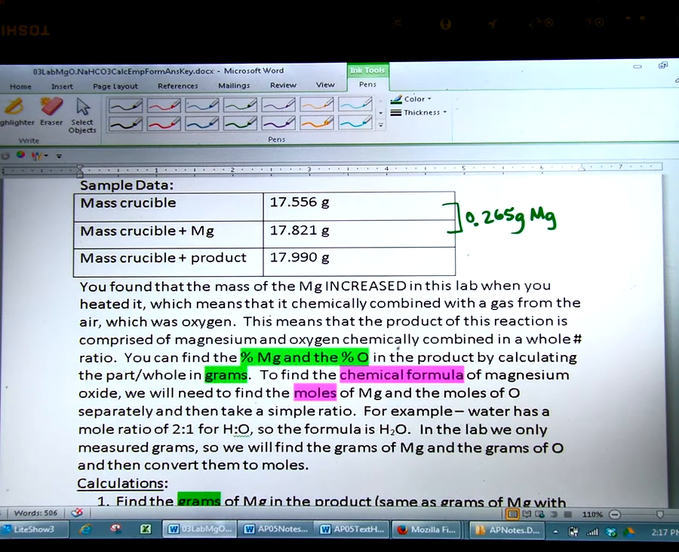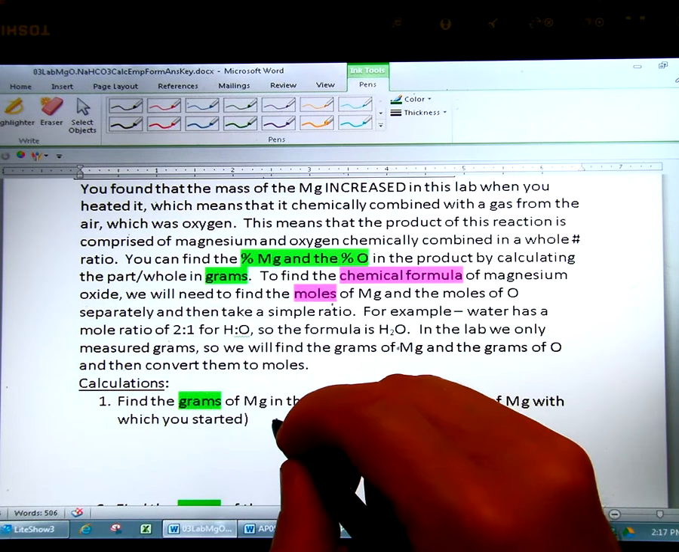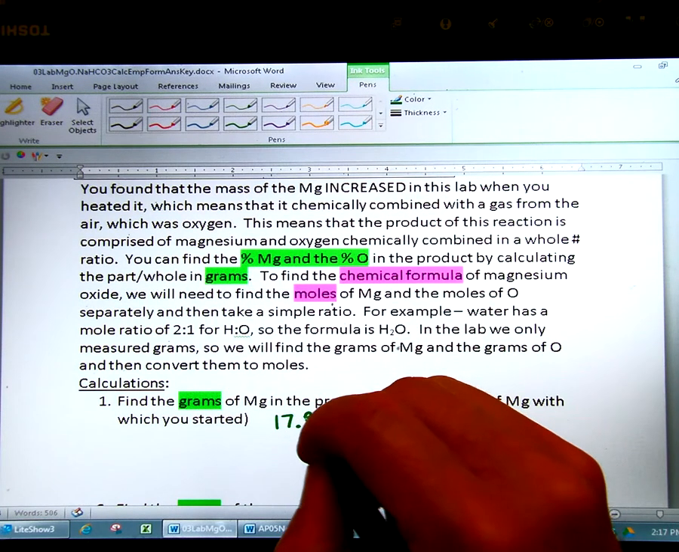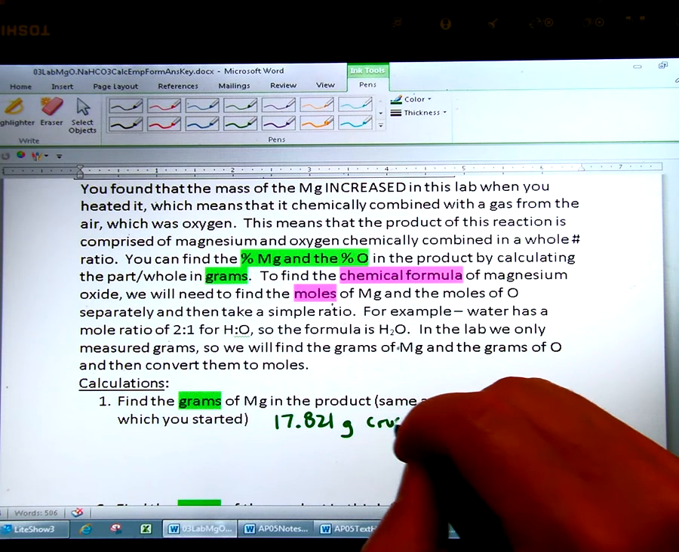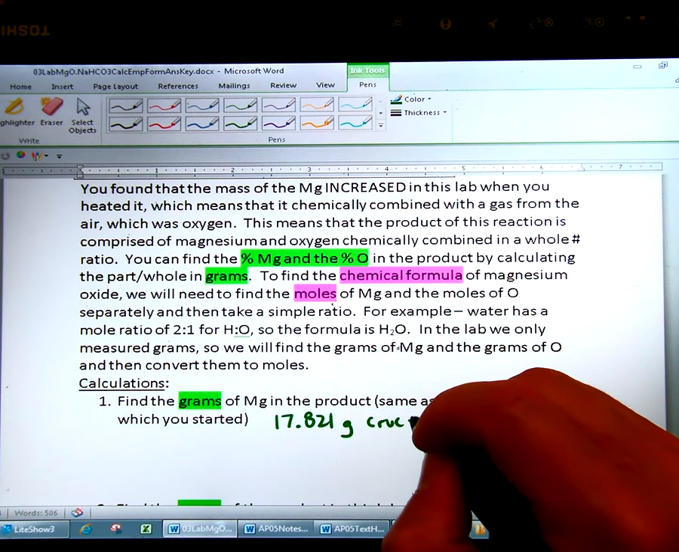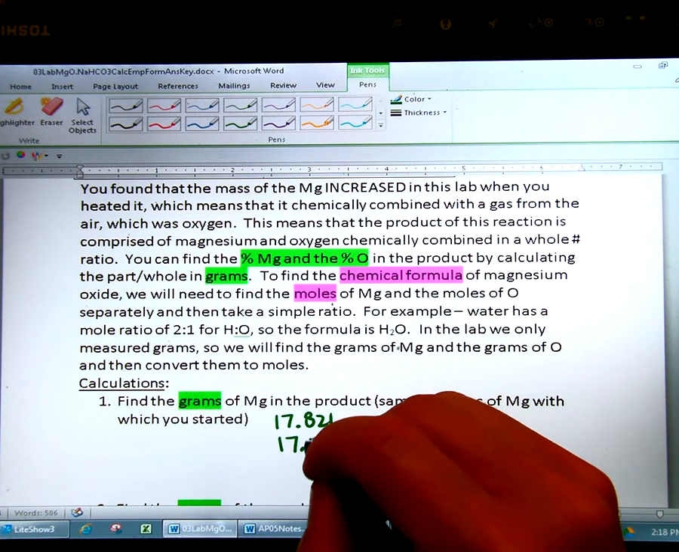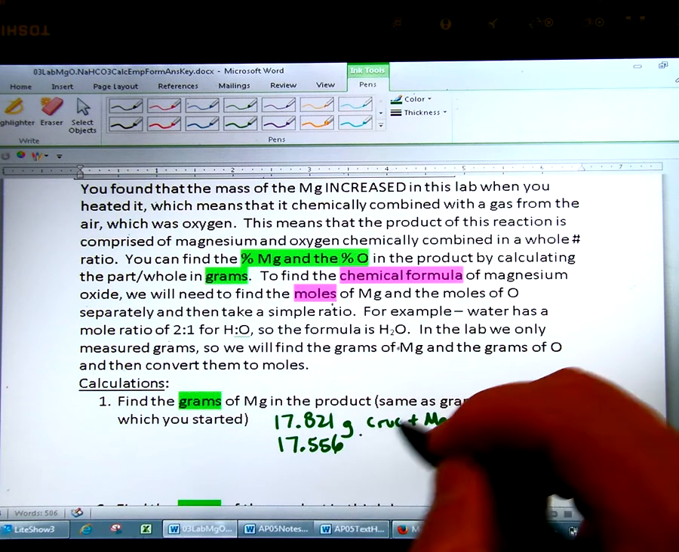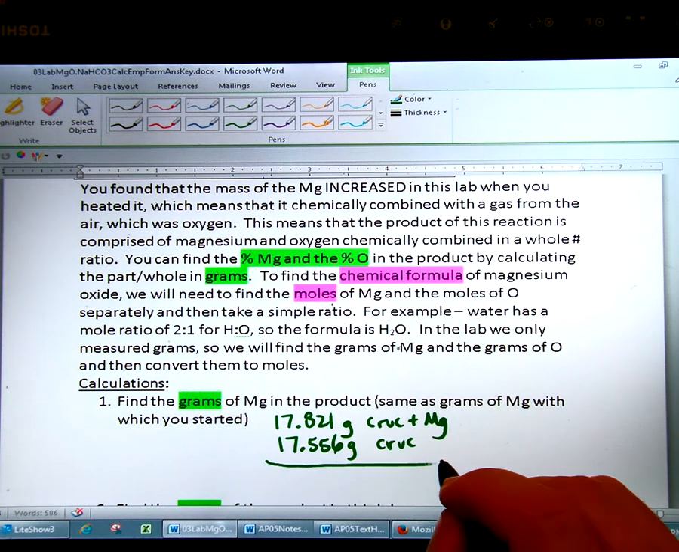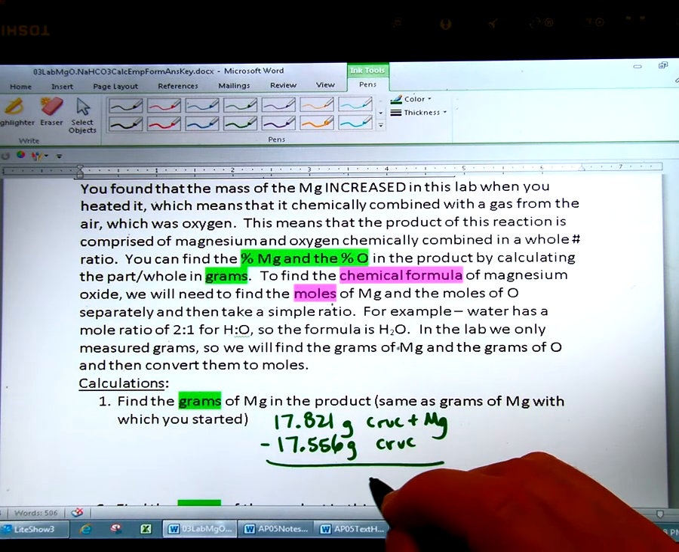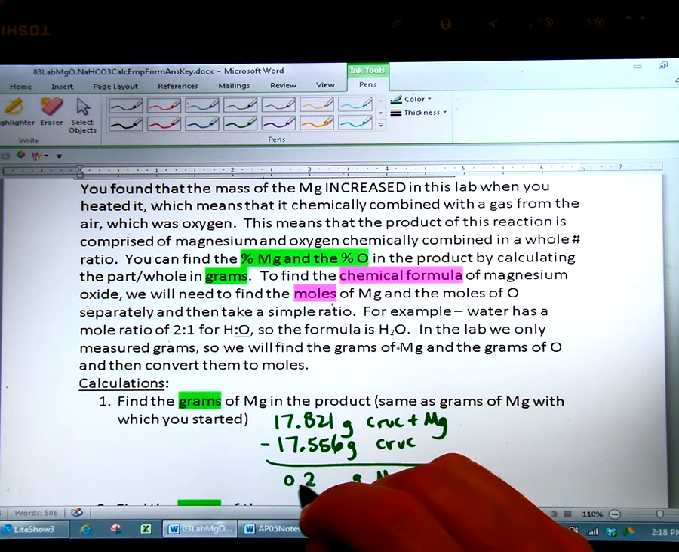So to show the work for that, we'll write over here 17.821 grams. That's going to be the crucible plus magnesium, minus 17.556 grams from our sample data, which is just the crucible. That's going to give you the mass of just the magnesium, which came out to be 0.265.